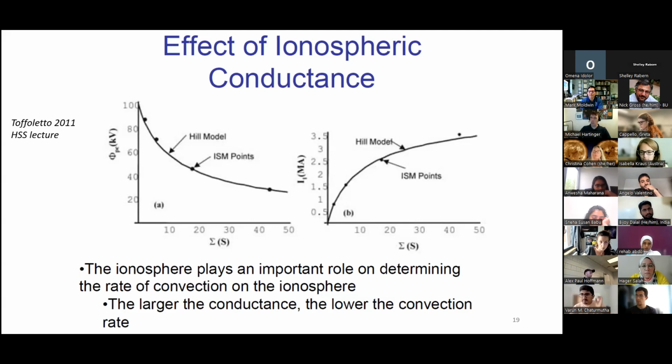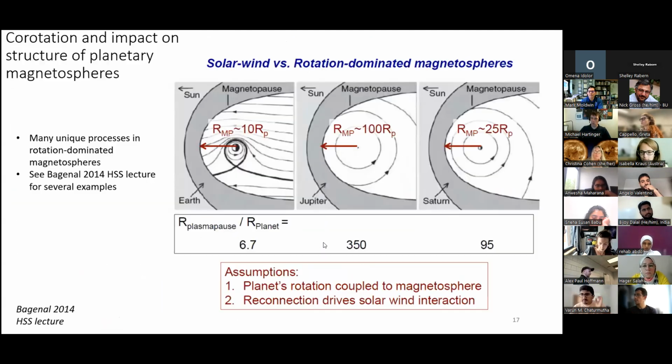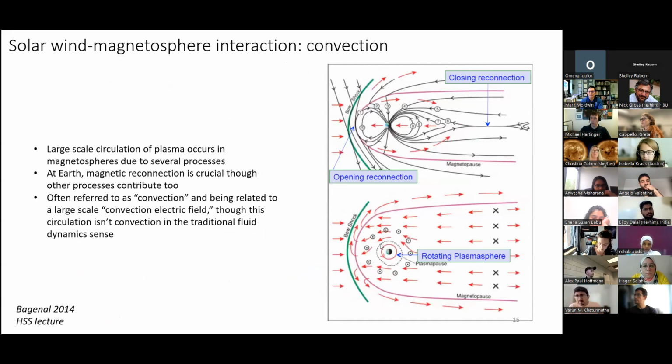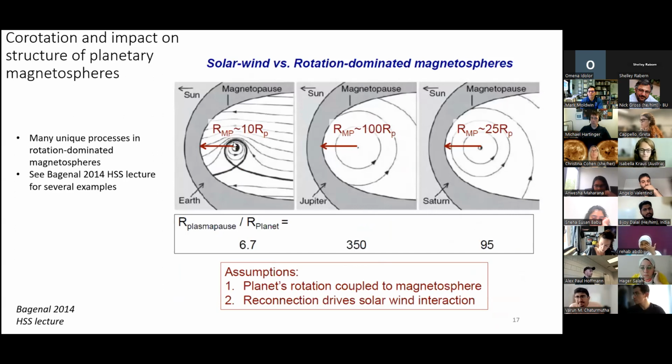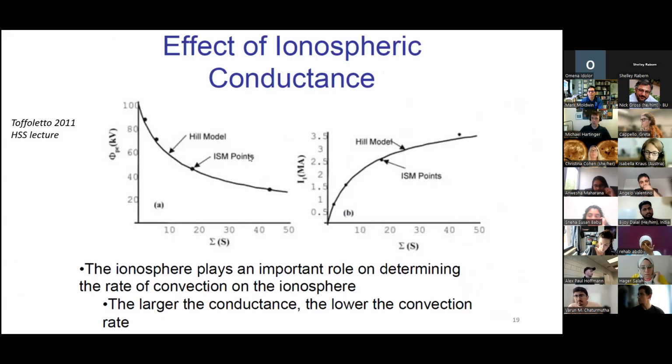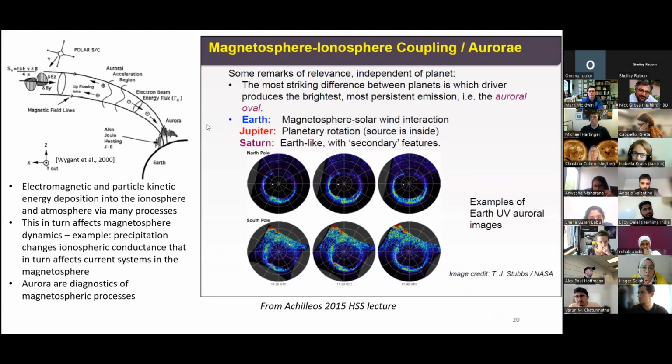So already, if I just quickly scroll back, that's going to change the balance of where this boundary is. It's going to move this boundary out. So this is one way that the ionosphere can affect the large-scale structure. It'll change that convection rate, and it'll change the convection electric field. Let me find you a couple more examples of how the ionosphere is important to the global structure.